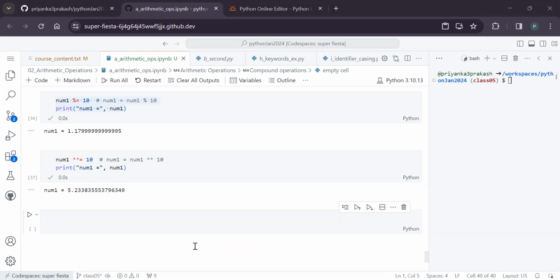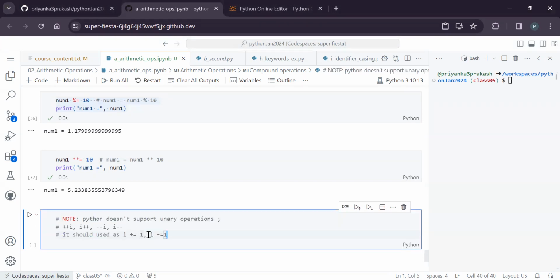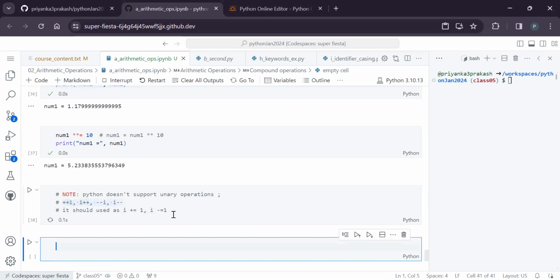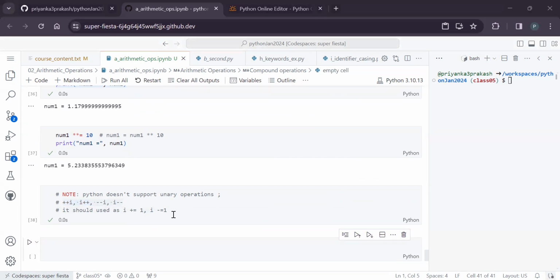But you need to understand, Python doesn't support something called unary operations. Unary operations means i plus plus, first assignment and then increment, or increment and then assignment. Those kinds of things are not working in Python. That you should be aware of.